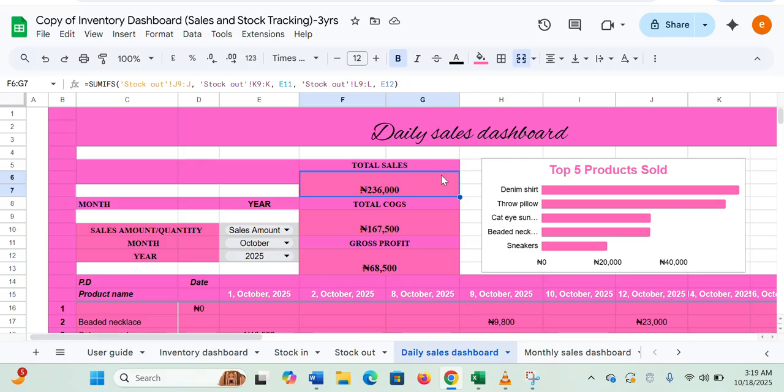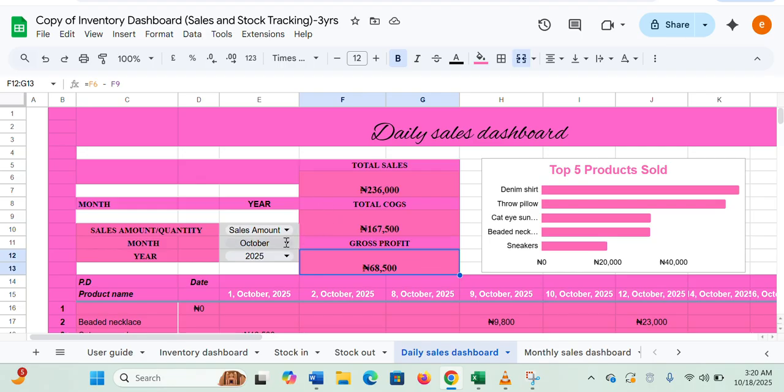COGS means total cost of goods sold. You'll be saying that in your user guide written so that you can always remember. That is how much was your investment that brought out 236,000. That is the layman language. Do you understand that? So that is 1,167,500. Then you want to know, how much did I even make as a profit in the month of October? Automatically it tells you that.